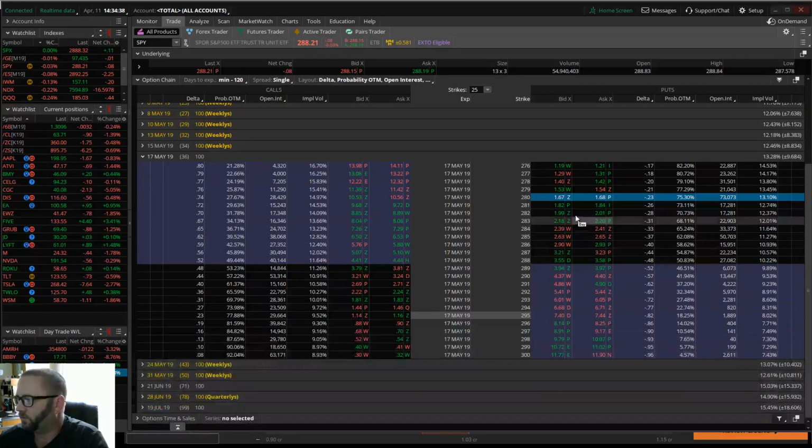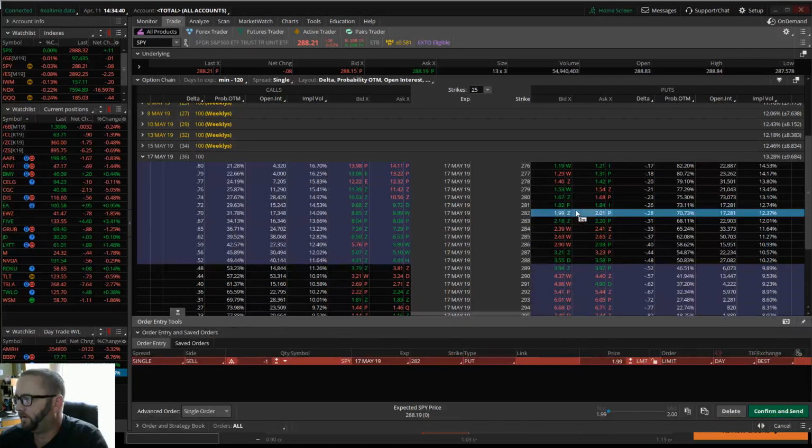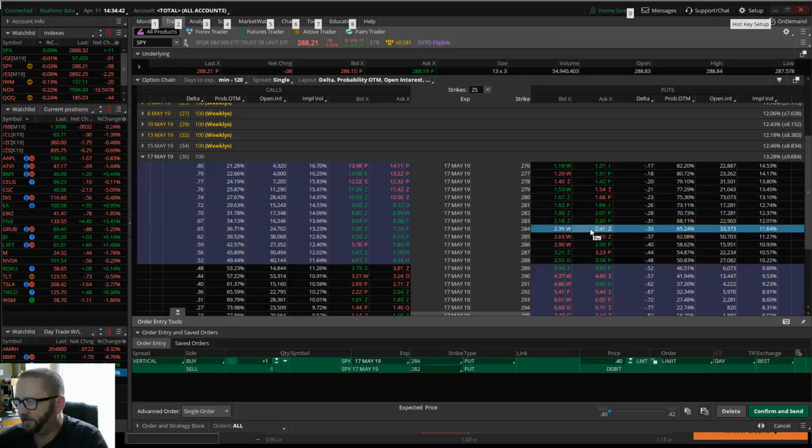If you did it wrong and you selected it but then you accidentally did it here above instead of below, it turns it green, and that makes it a debit spread. So that's how you know.